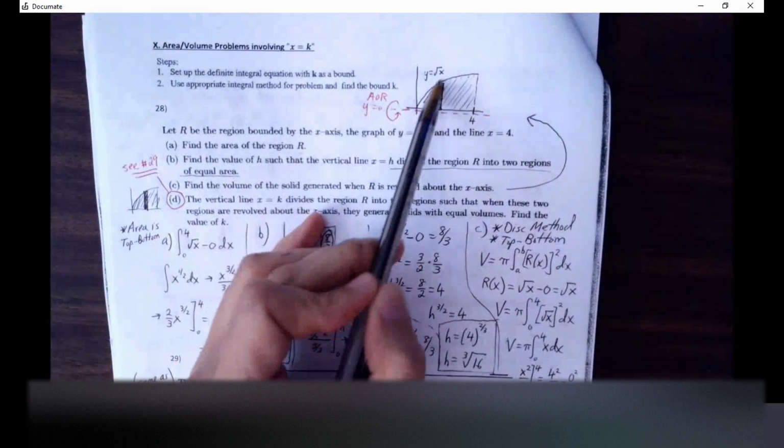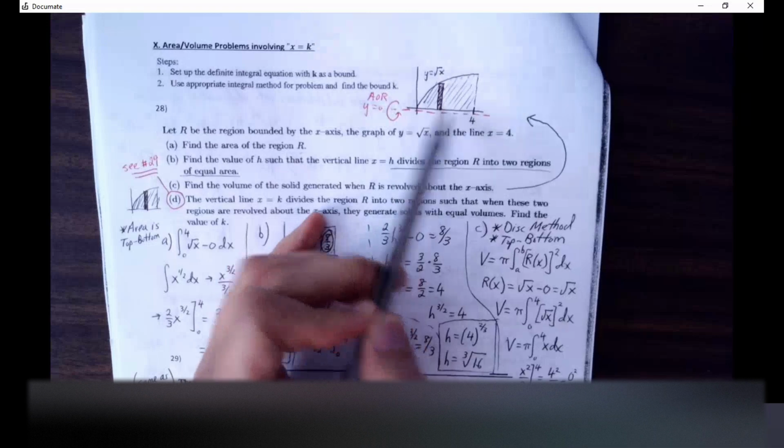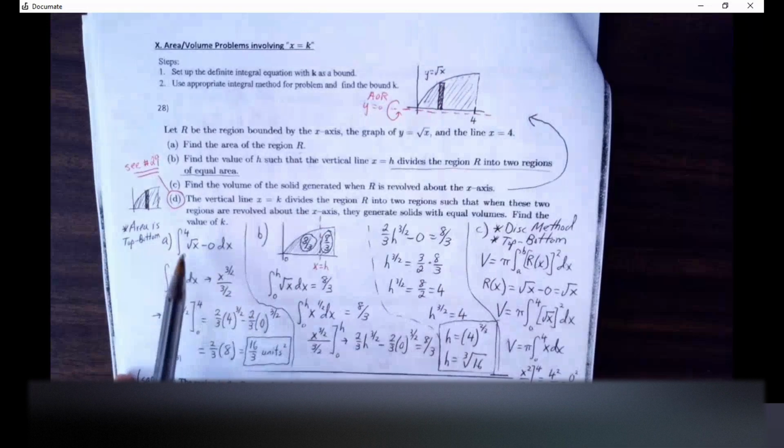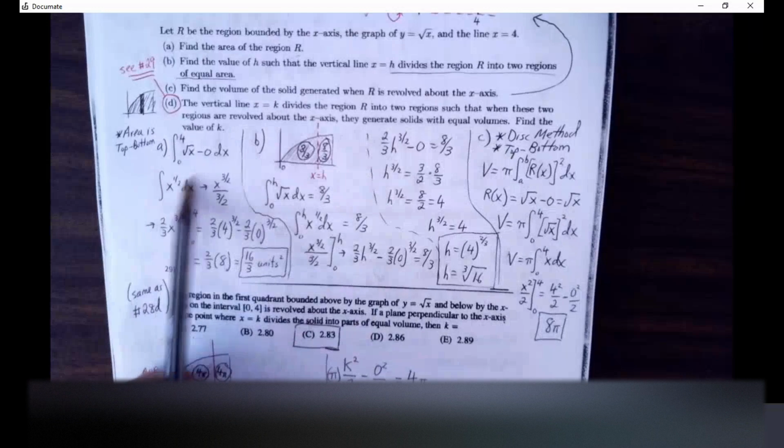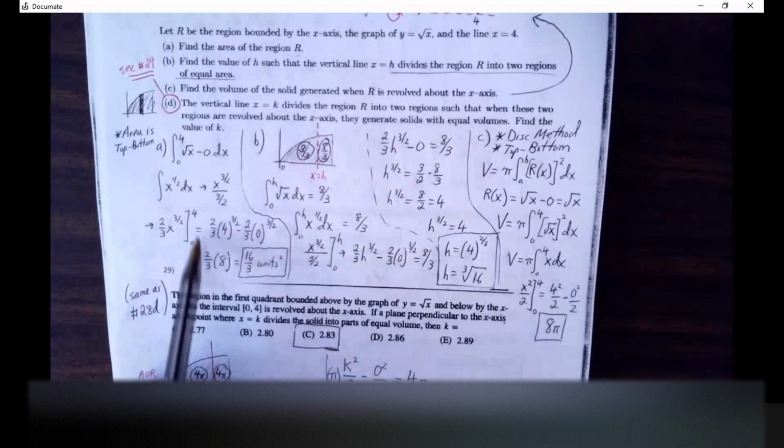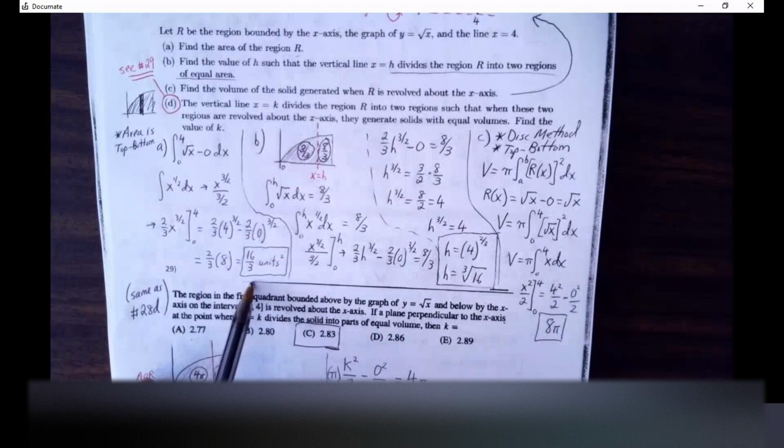So area is just top minus bottom. Top is root x, bottom is 0. We're going from 0 to 4. We go through power rule, plug in upper and lower bound, and we get 16 over 3. Okay, so we know that this full area is 16 over 3.